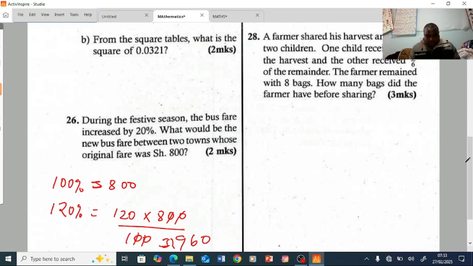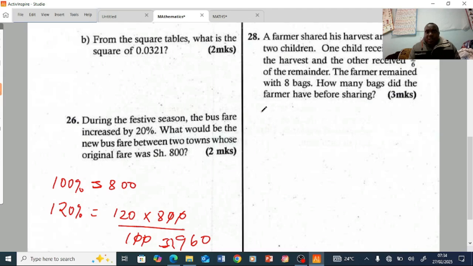A farmer shared his harvest. A man leaves 2 children. One child received 2 over 5 of the harvest, and the other received 5 over 6 of the remainder. The farmer remained with 8 bags. How many bags did the farmer have before sharing?